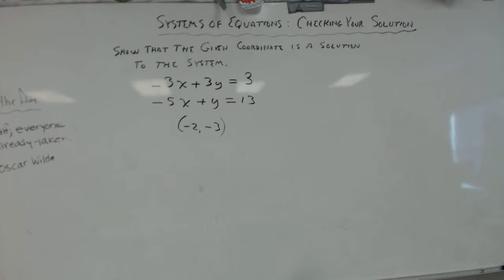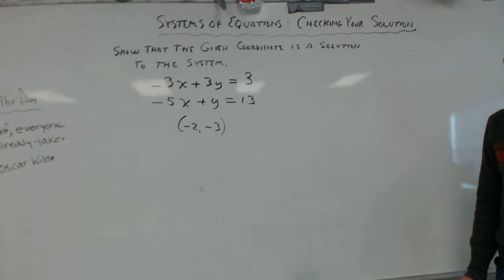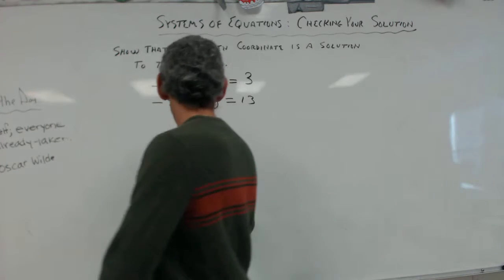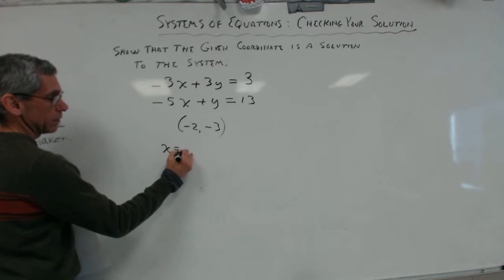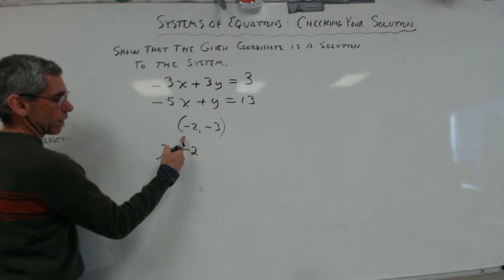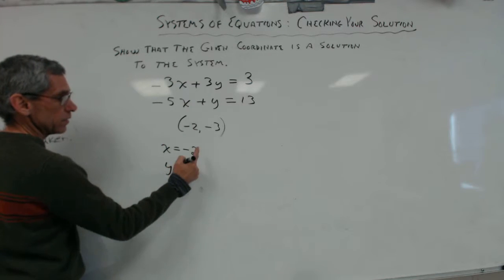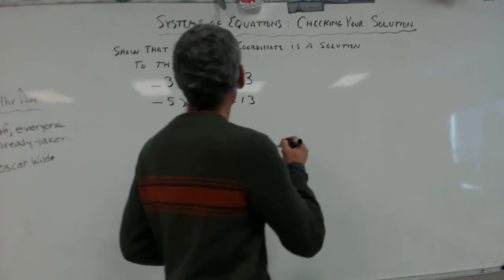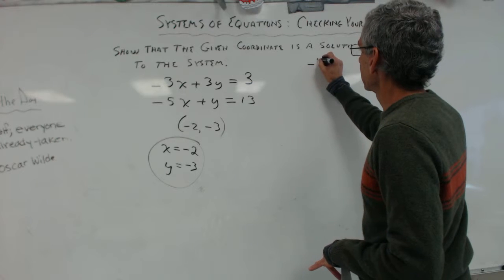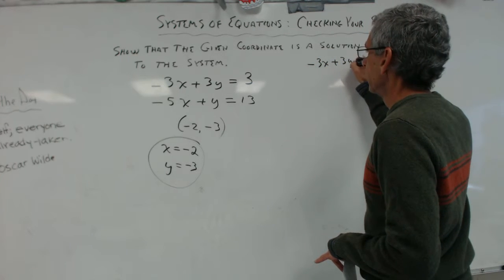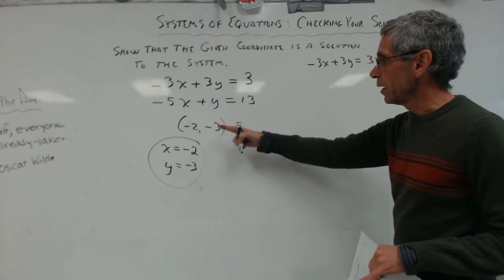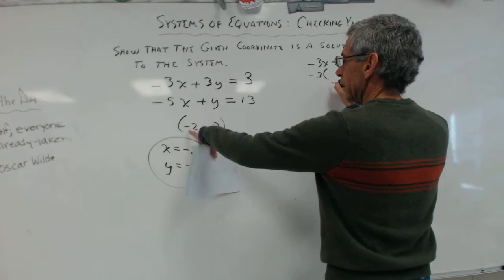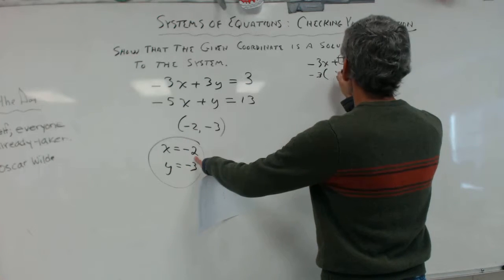Okay, so I'm asked again, same thing, show that the given coordinate is a solution. This is my given coordinate, and I know my x is negative 2, right? And my y is negative 3, right? I'm going to use that information for both of these. So I'm going to say negative 3x plus 3y equals 3. So negative 3 times negative 2.